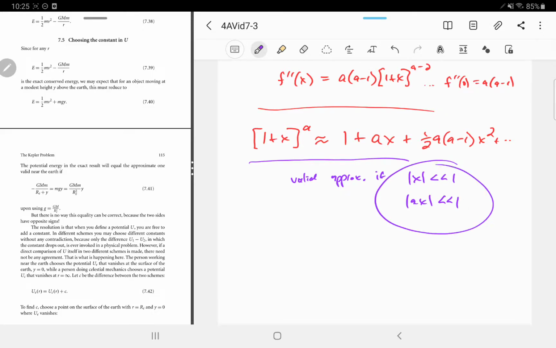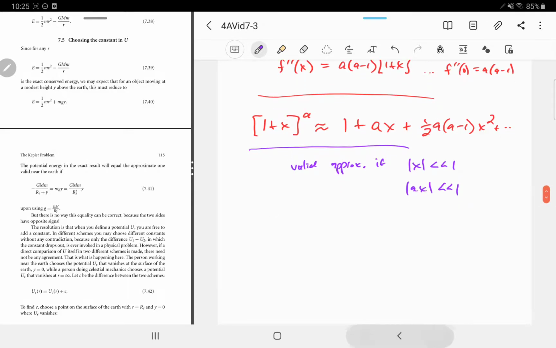But really, this is the case that pops up often. This is a case that we're interested in right now. This whole thing is called the binomial series expansion, for that particular choice of function.